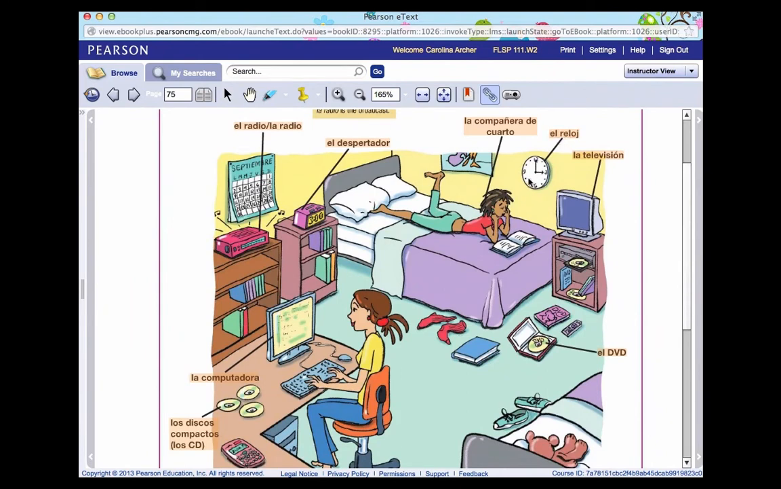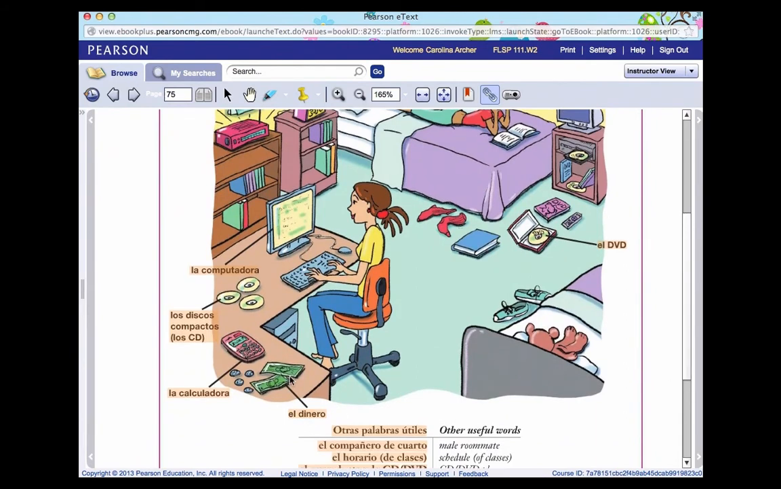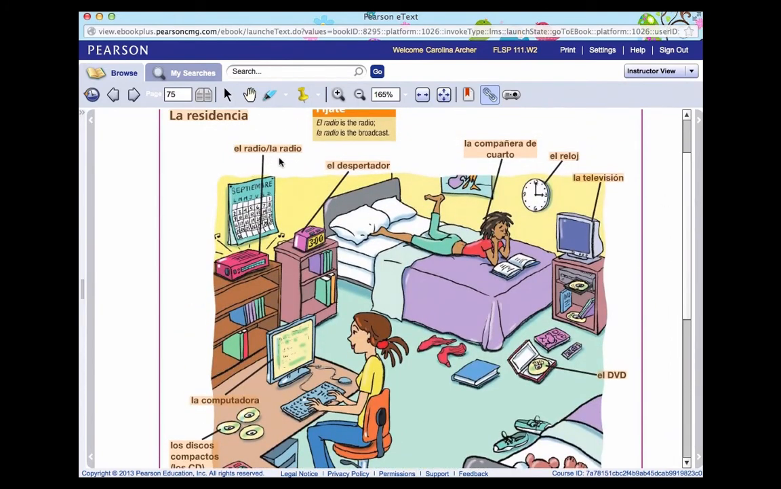So el reloj, the clock, la televisión, el DVD, el dinero, the money, la calculadora, los discos compactos, or we also say los CD, la computadora, el radio o la radio. Here it says in this note that el radio is the actual, physical thing, okay? And la radio is the broadcast. El despertador, the alarm clock.